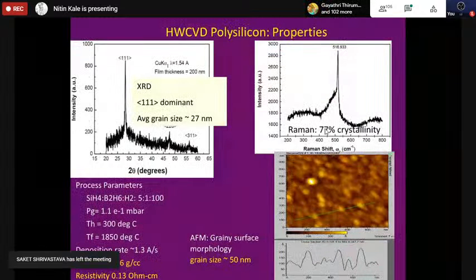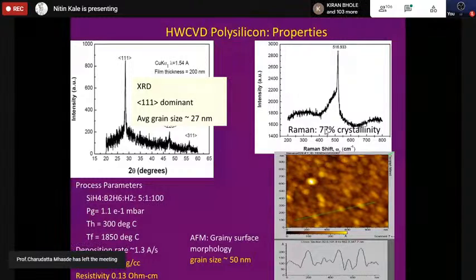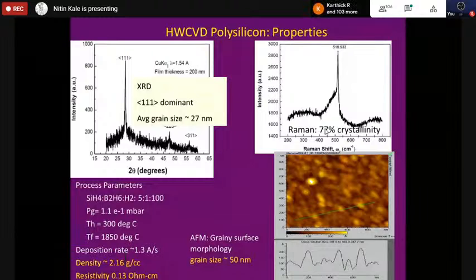Similarly, we also deposited polycrystalline silicon for the piezoresistor. So we wanted to know various material properties. For example, what is the orientation of the crystals? We found that it was 111. Then what is the grain size? What is the density? What is the resistivity? So those all questions were answered. How does it look, for example, from the AFM? What is the surface morphology? Using Raman, we found out what is the crystallinity. So our hot wire CVD film was very close to the films that we get in the LPCVD.